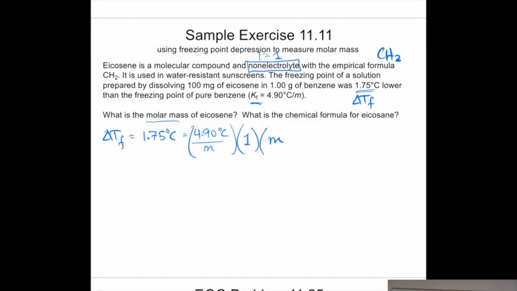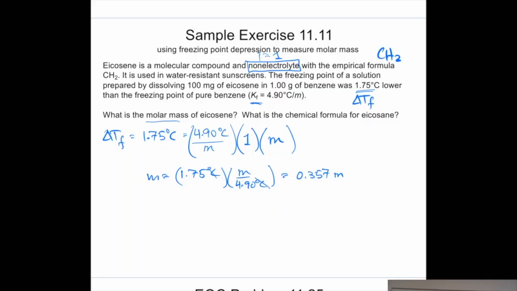So I think it's a little easier to see it this way, because right now we can solve for M. M is equal to 1.75 degrees Celsius times molality, one molal, divided by 4.90 degrees Celsius. Oh, that's it. Degree C cancels with degree C, and we have the molality. Well, that was easy. That gives me 0.357 molal.